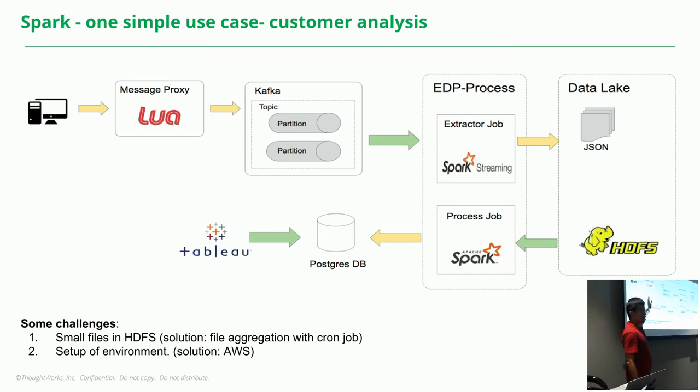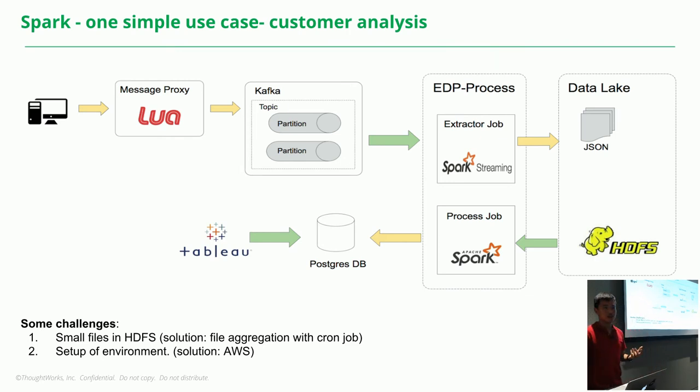Why is there a middleware here? Anybody know why I cannot send directly? It's because Kafka only supports the TCP protocol. It cannot support HTTP, so you cannot just send an HTTP request. So we use a protocol proxy to send the data into the different topics.